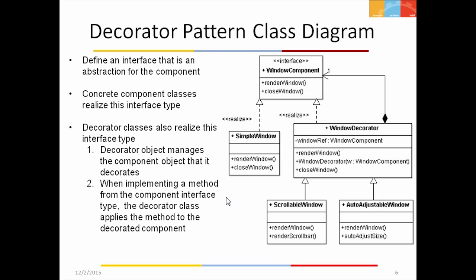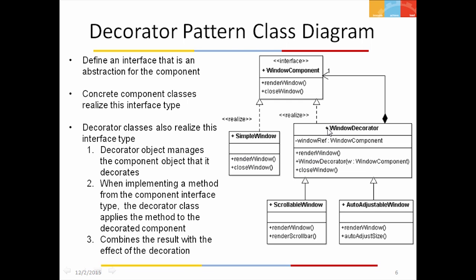So when implementing a method from the component interface type like window component, the decorator class first calls the method on the decorated component, meaning that this render window will call this, and then on top of that it will add additional functionality, and then it combines the result with the effect of the decoration. So the way it works, in summary, is that the window decorator is basically a lightweight decorator object on this main simple window concrete class.